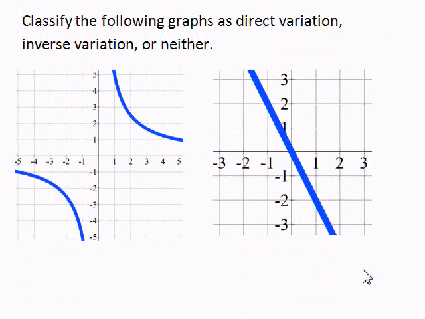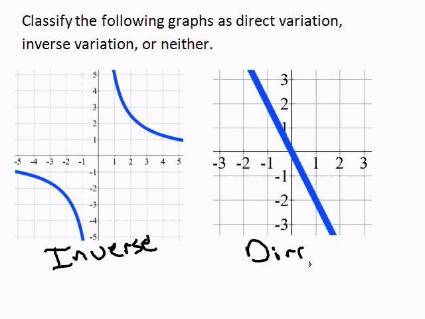Please classify the following graphs as direct variation, inverse variation, or neither. The first graph is an example of inverse variation, because it meets our criteria that we've defined so far in this class as being inversely proportionate or varying inversely. The second one would be direct variation. Let's take a look at a couple more.